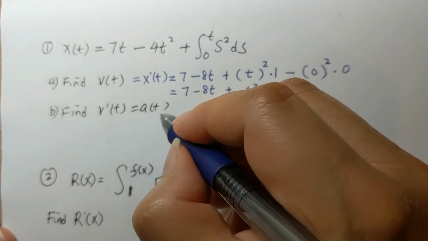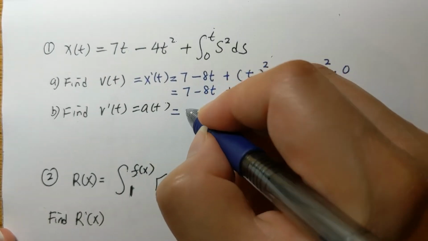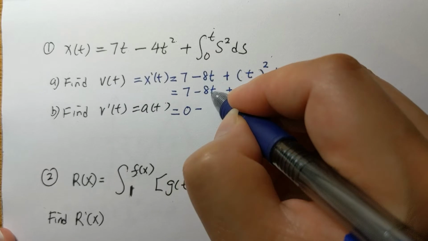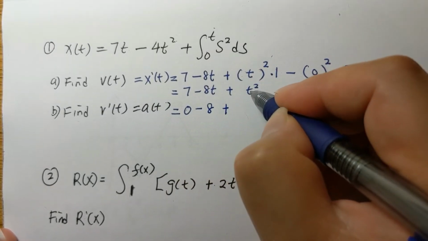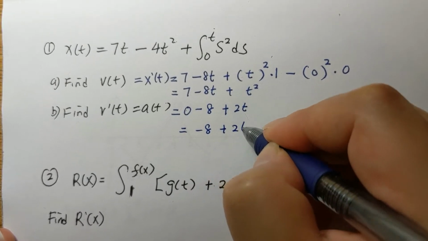Now v prime equals a of t. So now you take the derivative of this. The derivative of 7 is 0, and then minus the derivative of 8t is 8, and then plus the derivative of t squared is 2t, and then you simplify, you get negative 8 plus 2t.